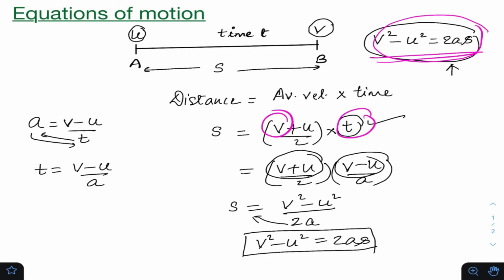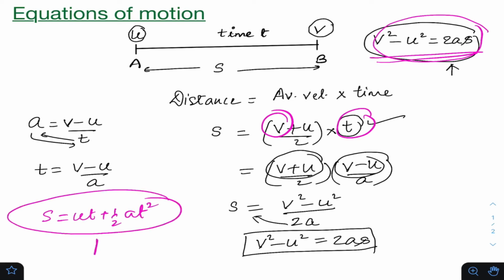What is the second equation of motion? s equals ut plus half at square. So there is no v present here. That is why in the second equation of motion I have removed v. But in case of the third equation of motion, you can see there was no t present, so we had to remove t from here. And in both the second equation and the third equation, we have done it with the help of the first equation of motion.